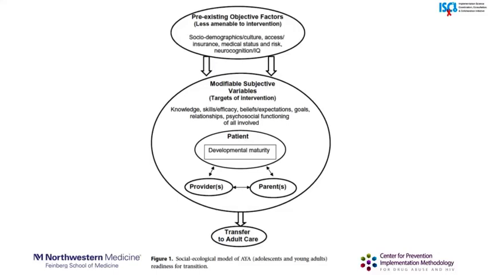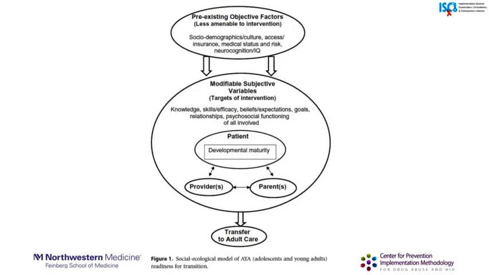So the first round, or the first circle, shows in general sociodemographic factors that can influence patients and their behaviors when it comes to transferring from pediatric to adult care. And in general, these are a little bit harder to act upon, such as socioeconomic status, culture, etc.